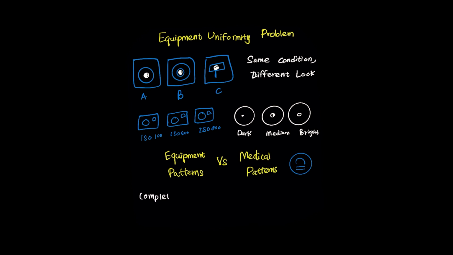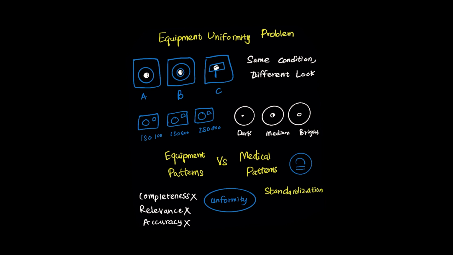Completeness would affect missing data equally across equipment, temporal relevance relates to data age, and accuracy affects all equipment similarly. Only uniformity explains why the model works well on familiar equipment, but fails on different manufacturers' outputs.